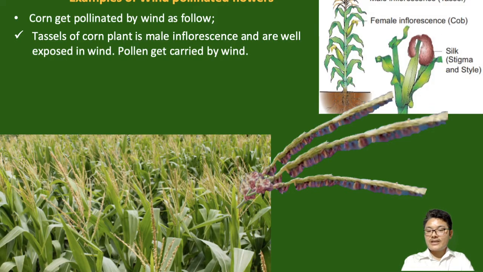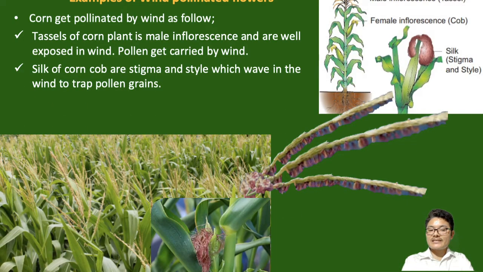And on the other hand, female flowers are represented by cob, and cob has silk, and silk has stigma and style. Both the tassel and cob can wave in the wind as the wind blows, and in a way pollen grains are received by tiny hay-like structures called silk of corn cob, and silk of the corn cob has stigma, and in a way pollen can be trapped easily by silk of the corn cob.